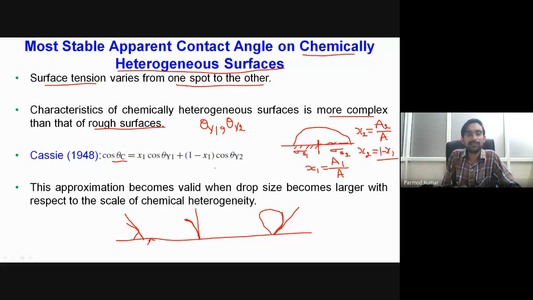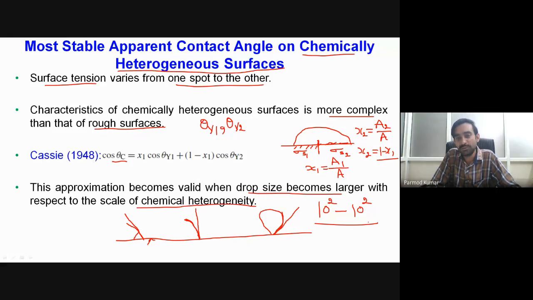This type of approximation is valid when drop sizes are very small with reference to the scale of the chemical heterogeneity. Obviously we will have some length scale of this chemical heterogeneity, so our droplet size should be large in comparison to it, in order of 2 to 3 magnitudes larger than the chemical heterogeneity of the surface.